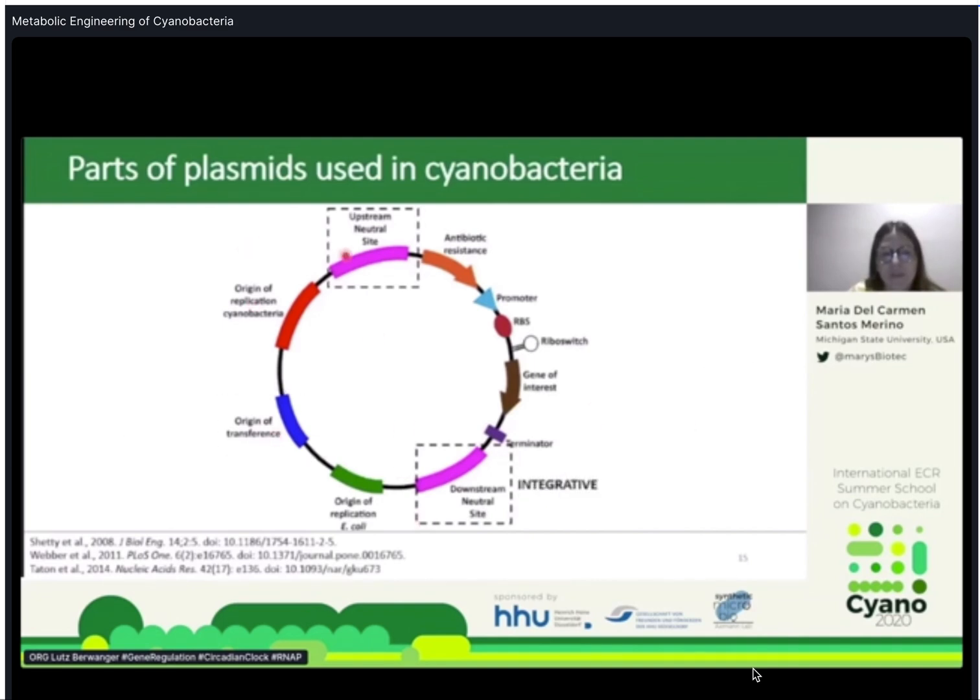Between these two regions, we can introduce different parts. We are going to have always an antibiotic resistance to select our transformants. We can use different promoters, ribosome binding sites, riboswitches, and different terminators. All these parts I'm going to explain in the next slides.